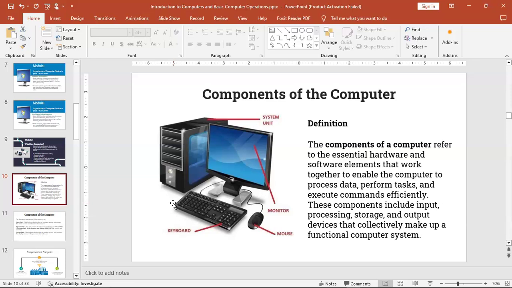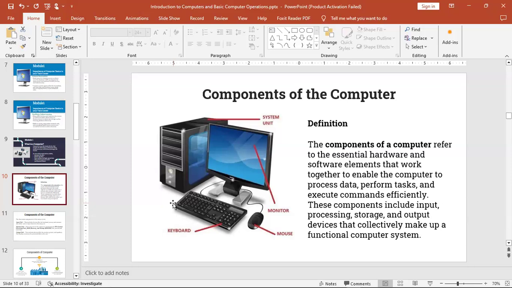So a set of tools, the essential hardware and software elements that work together to enable the computer to process data, to perform tasks, and execute commands efficiently. These components include input, processing, storage, and output devices that collectively make up a functional computer system. So we said it is the essential hardware and software elements. So it is a combination of hardware and software elements. They have to work hand in hand.